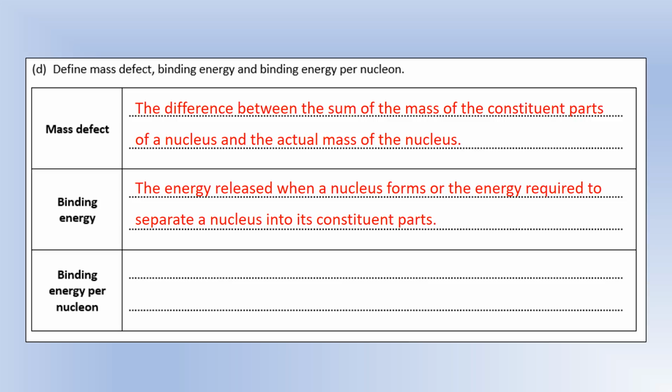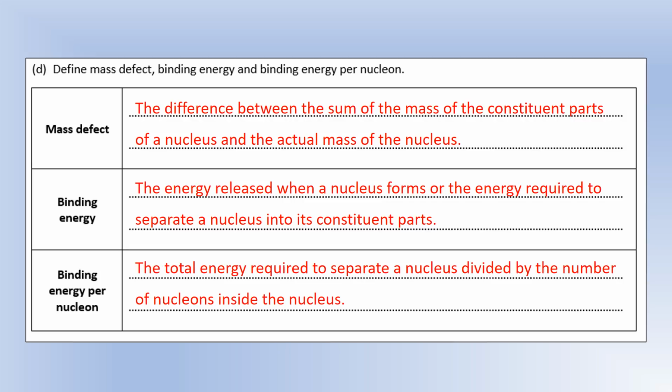And when we're comparing the stability of different nuclei, what we compare is the binding energy per nucleon. So the total energy required to separate a nucleus divided by the number of nucleons inside that nucleus. Because what that calculates is how much work you'd have to do to take one nucleon out of that nucleus. And that's why it's a measure of stability.